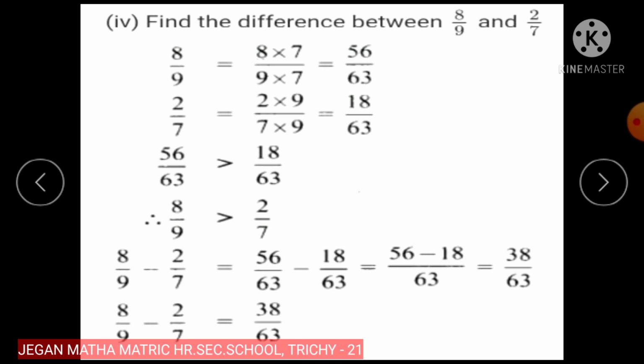Now we compare the fractions 56/63 and 18/63. Here 56/63 is larger than 18/63. 56/63 is derived from 8/9. So 8/9 is larger than 2/7.